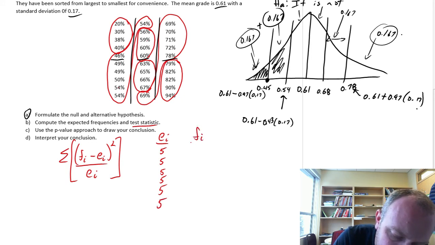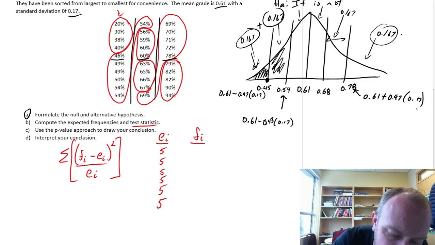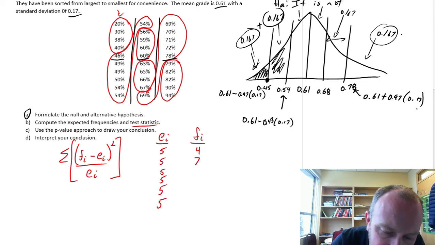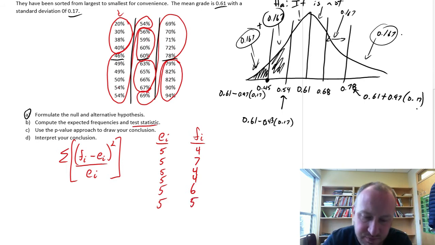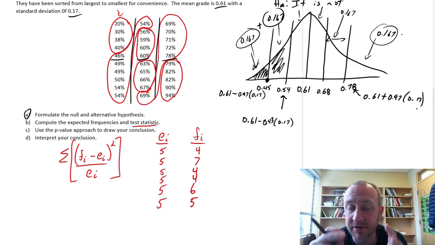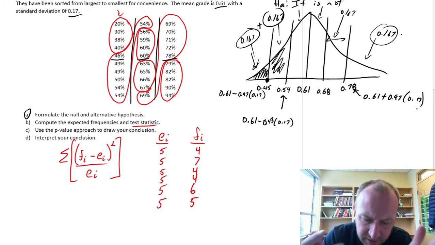Our actual frequencies, well, if we look at our little red circles here, I've got 4 in the first one, 1, 2, 3, 4, 5, 6, 7 in the second one, I have 1, 2, 3, 4 in the third, 4 in the fourth, 1, 2, 3, 4, 5, 6, and finally 1, 2, 3, 4, 5. So I'm just counting the number of observations in each of those red circles, there's not really a circle, but you know what I mean.